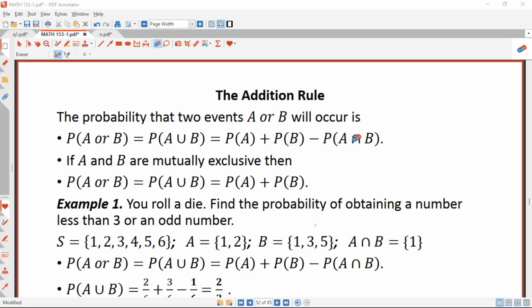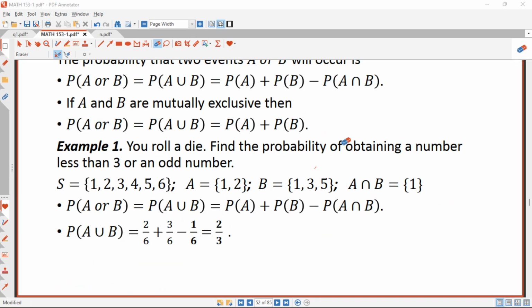Once you have been able to appreciate this, let's get ourselves into solving a problem so that we can really appreciate how to apply these formulas. Here is the first example: you roll a die, and find the probability of obtaining a number less than 3 or an odd number. We know that when you roll a die, the sample space is 1, 2, 3, 4, 5, 6.